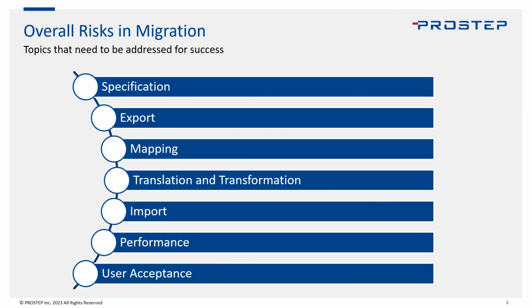So we've identified risks really throughout the whole process of migration, and we're going to dig into each of those individually. That starts with the specification. That could be the scope and the requirements, technical processes that go along with that, and identifying those.